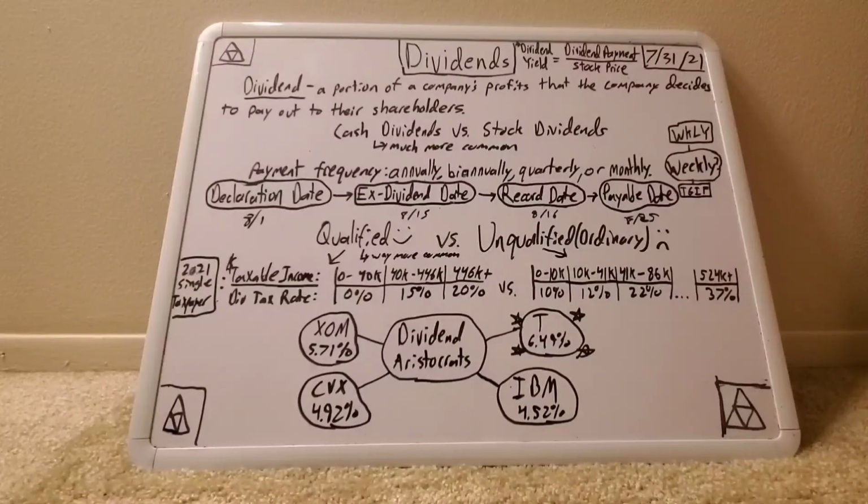The last main pro I had was that it is an inflation hedge due to dividend increases. So it is an inflation hedge in the sense that usually companies will increase their dividends at a quicker rate than inflation increases. So basically you will be beating inflation with a lot of the dividend stocks that you own. So that is a hedge against inflation.